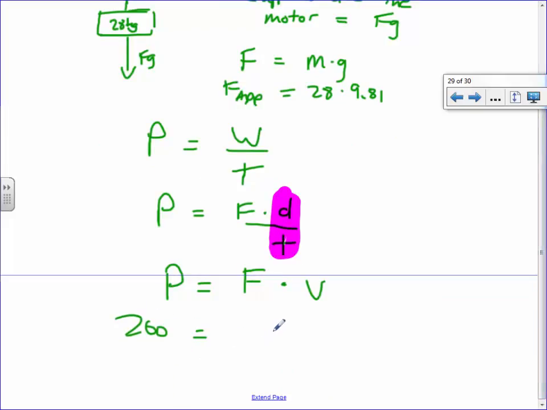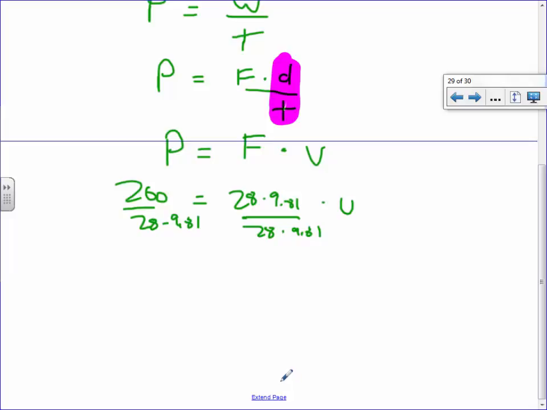The amount of force we're going to require will be just enough to overcome gravity, which will be 28 times 9.81. That should tell us at what velocity it's traveling. So you just have to divide by the 28 and 9.81. Let's get a speed. 0.73. 0.73? Okay.